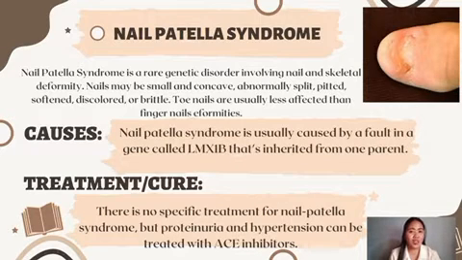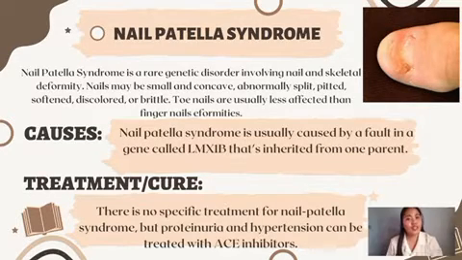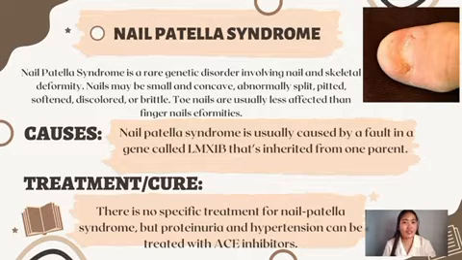So nail patella syndrome is a rare inherited disorder characterized by abnormalities of bones, joints, fingernails, toenails, and kidneys. Diagnosis is clinical. There is no specific treatment, but ACE inhibitors may be given for proteinuria and hypertension, and kidney transplantation is sometimes done. Nail patella syndrome is usually caused by a fault in a gene called LMX1B that is inherited from one parent, but there is not always a family history. In some cases, an LMX1B gene mutation occurs for the first time on its own. For treatment, proteinuria and hypertension can be treated with ACE inhibitors.